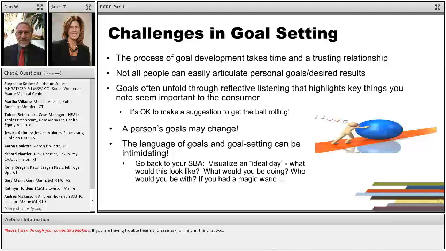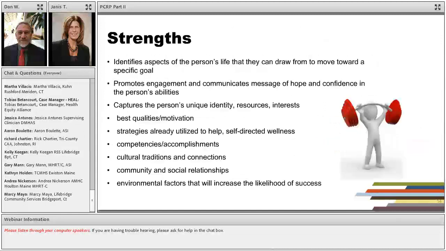And I sometimes say, just be careful of the whole goal-setting language around talking with people about setting goals. It can be pretty intimidating at times. You can have a lot more luck just backing up and saying, what does an ideal day look like for you? What would you be doing, and who would you be spending your time with? Again, just to put the person in a different mental space where it's easier for them to envision a different future for themselves.